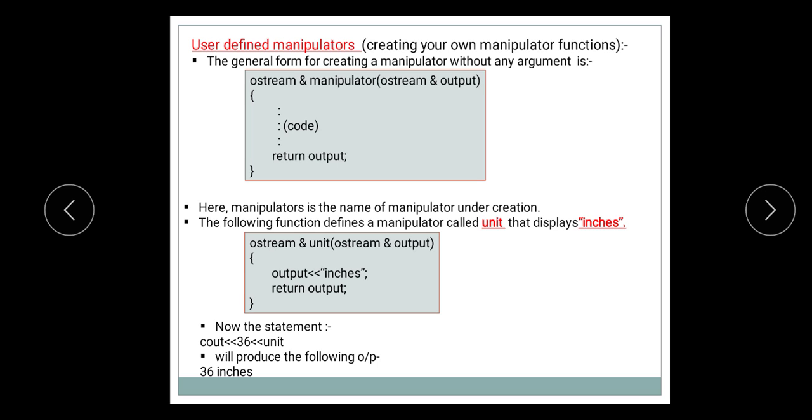Now the statement, suppose I want to use that. So how to use it? Suppose I want to display 36 inches, then cout 36. After that I say the unit manipulator, so it will give you the output 36 inches.